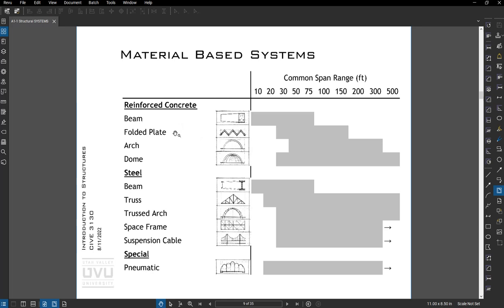Reinforced concrete, a typical beam, maybe up to 80 feet. Domes up to 500 feet. And then with steel, we can go to suspension frames or space frames, cables, where we really don't have a limit on their size other than just the technical realities of designing something that large.